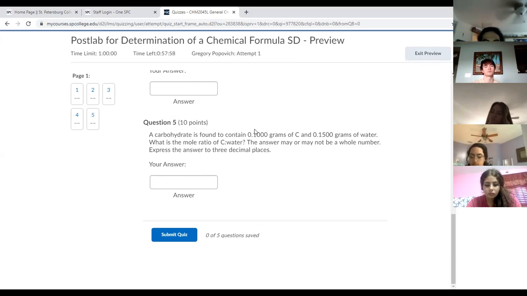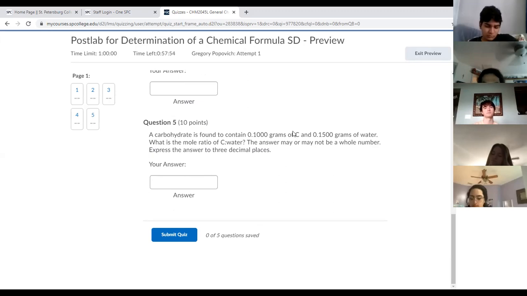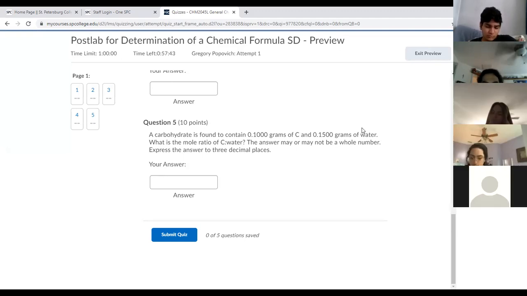Next question, you got 0.1 grams of carbon. You have to assume that that C is carbon and not just a letter. Carbon and 0.1500 grams of water. Determine the mole ratio of carbon to water. Any questions, ladies and gentlemen?